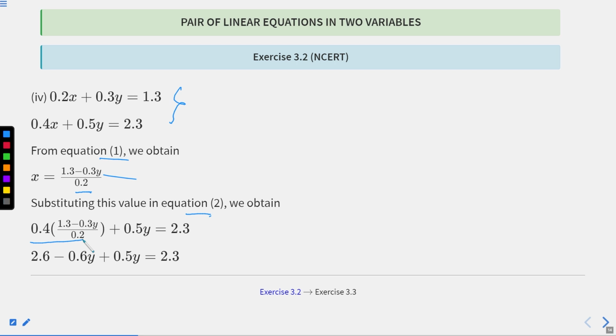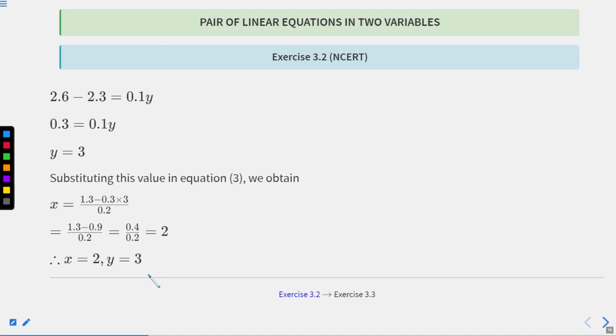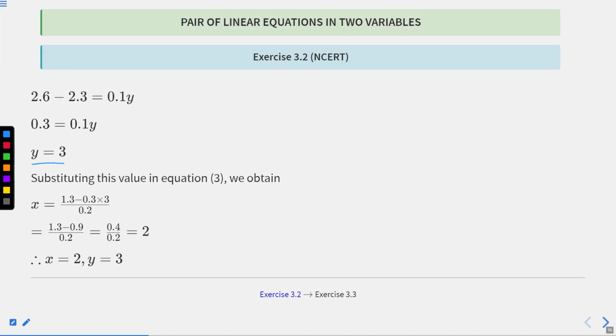If we simplify, we get 2.6 minus 0.6y plus 0.5y equals 2.3. Simplifying further, we get y equals 3. Now substituting this value in equation number 3, we obtain x equals (1.3 minus 0.3 times 3) divided by 0.2, which is (1.3 minus 0.9) divided by 0.2, which is 0.4 divided by 0.2, which equals 2. Therefore x equals 2 and y equals 3.